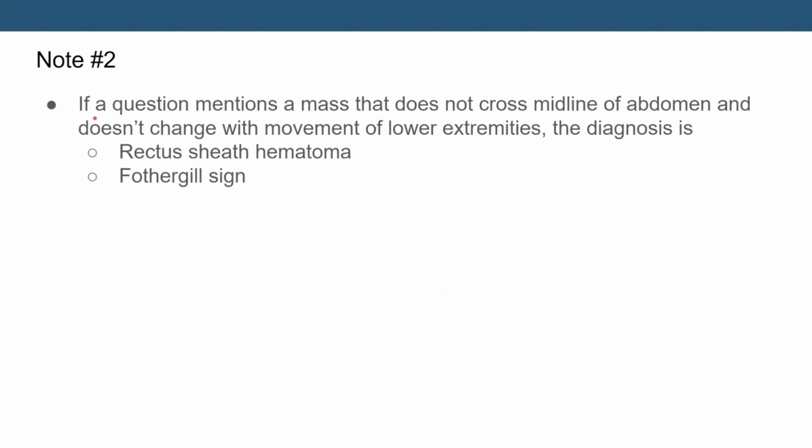The second note says, if a question mentions a mass that doesn't cross the midline of the abdomen and doesn't change with movement of the lower extremities, the diagnosis is going to be rectus sheath hematoma. So this is also called the Fothergill sign.